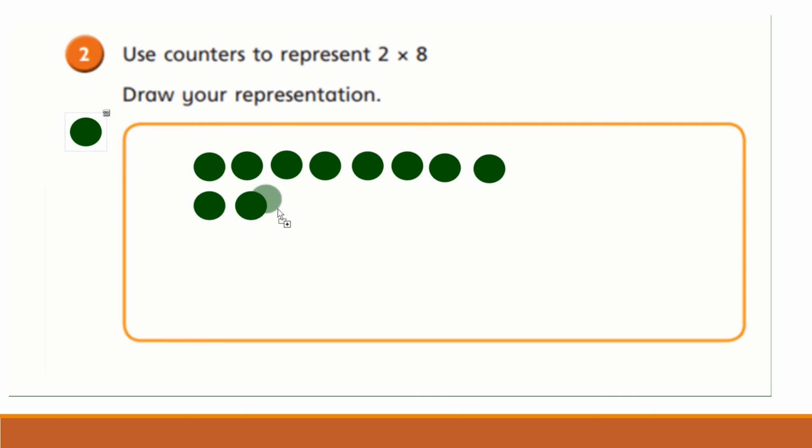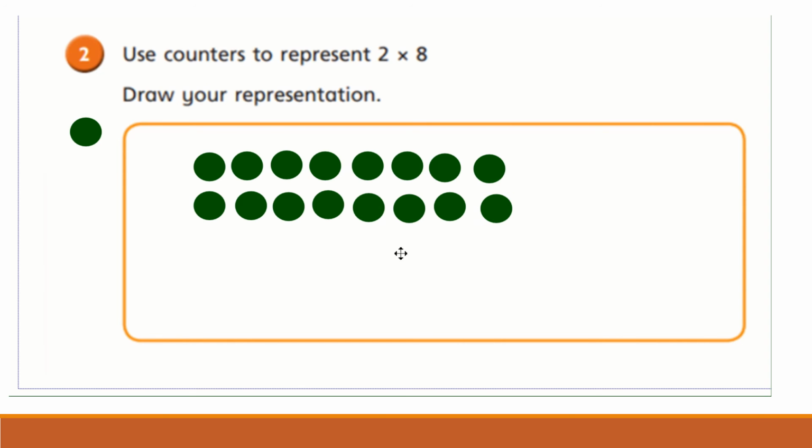That's 2, 3, 4, 5, 6, 7, 8. And how many altogether? 1, 2, 3, 4, 5, 6, 7, 8, and another 8 makes 16. Let's check. 8, 9, 10, 11, 12, 13, 14, 15, 16. Were you able to use counters or any other materials to get your answer?